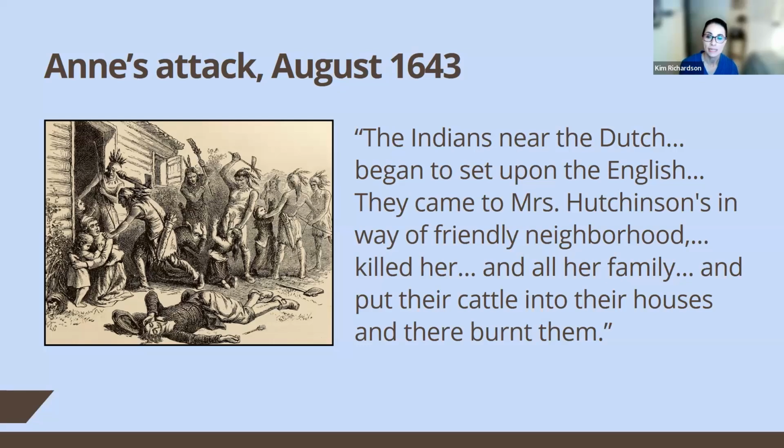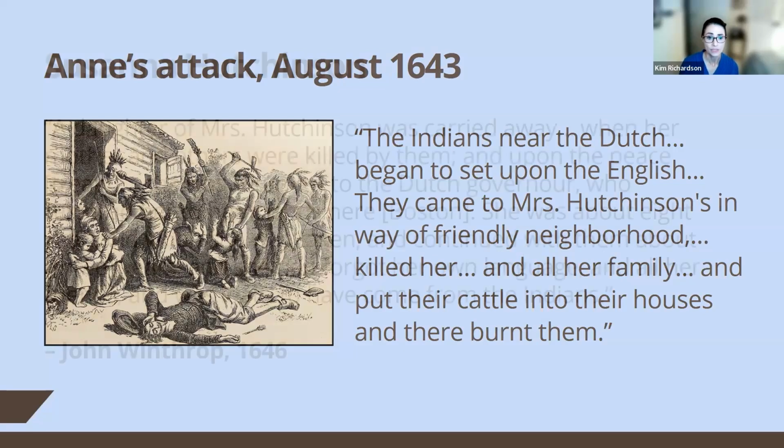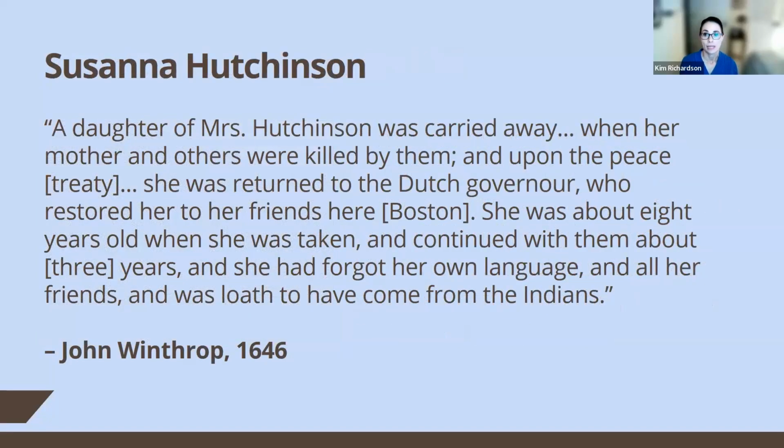And so it was believed that the remainder of the Hutchinson family who had moved to New Netherland had been killed. Three years later, they learned that Susanna Hutchinson, Anne's daughter, had actually lived through the massacre, that they did not kill her. And they did not learn this until a peace treaty was brokered between the Dutch and the Native Americans three years later. And the Native Americans were like, oh, we'll trade you back Susanna Hutchinson, as part of the peace treaty.